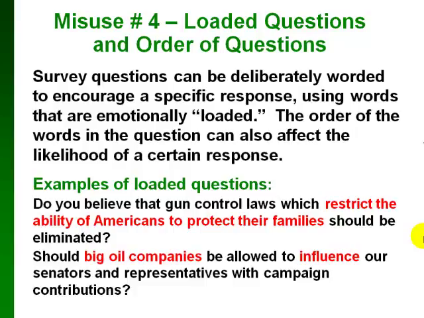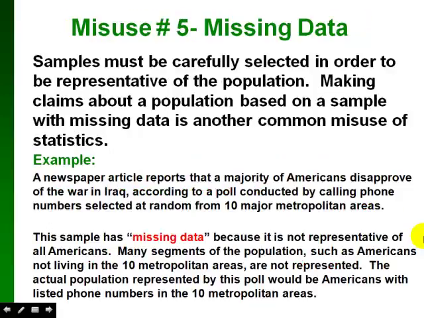The word influence gives the impression that if oil companies give campaign contributions, then the senators and representatives are going to be more likely to vote in a way that benefits the oil companies. Another misuse of statistics is studies or surveys with missing data.